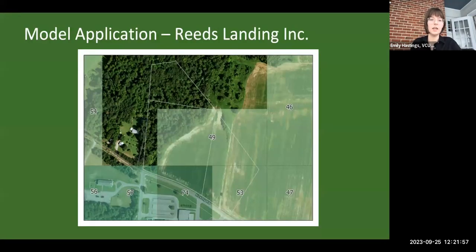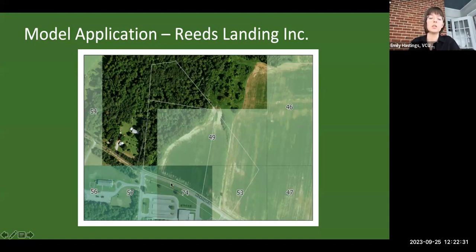So here is a pretty great model application. These two parcels are owned by a development company within Chesterfield, and they had been seeking to rezone these two parcels for about 10 years now. And our regional land conservancy had really been pushing to put this into a conservation easement for at least 5 years, and was getting a lot of pushback.